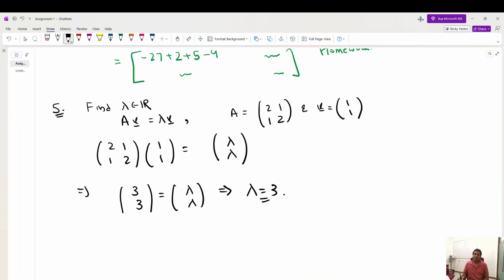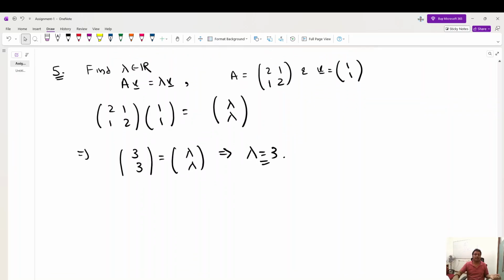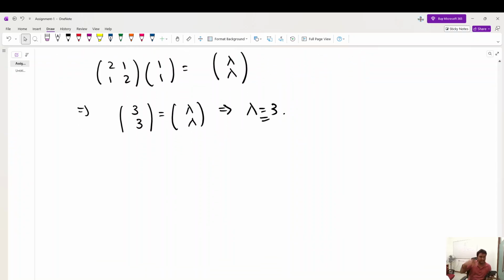Now what should you do? You can take higher order matrices, you can take other matrices, and you can take different x and try to see if you can have some lambda or not. It might be possible that you cannot figure out the value of lambda. You will see later on, you will study all those things.